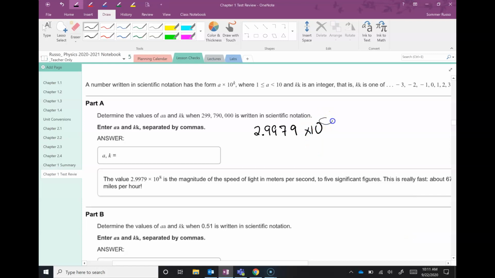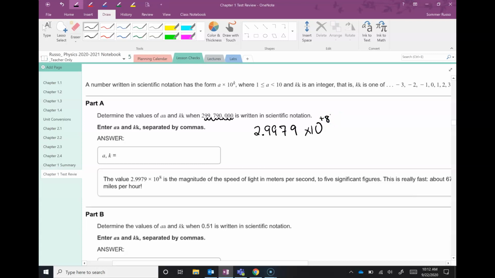And we need to figure out what's going to go here. Well, that's going to be how many decimal places did we move our decimal point to get this, right? 2.9979 is a smaller number than what I had, so this is going to be a positive power, whatever that ends up being. All right, so let's go ahead and count it out. I moved it 1, 2, 3, 4, 5, 6, 7, 8. So that's going to be an 8.